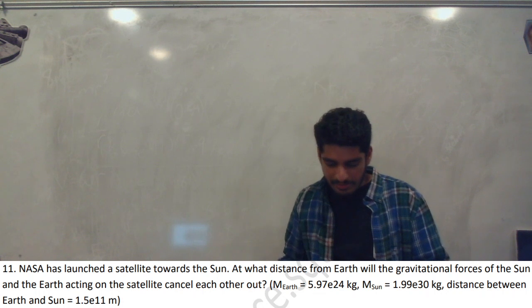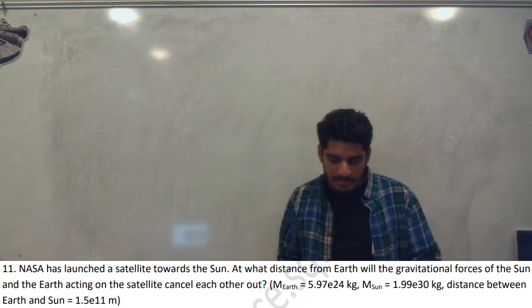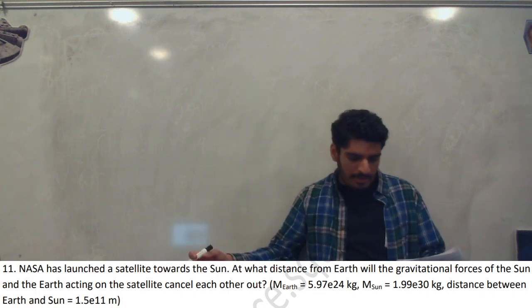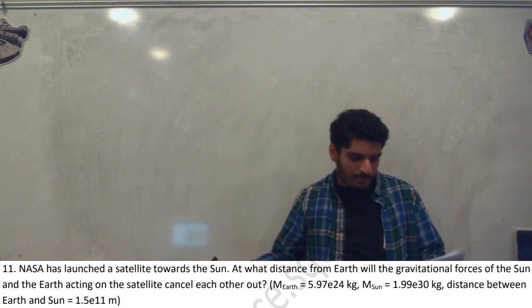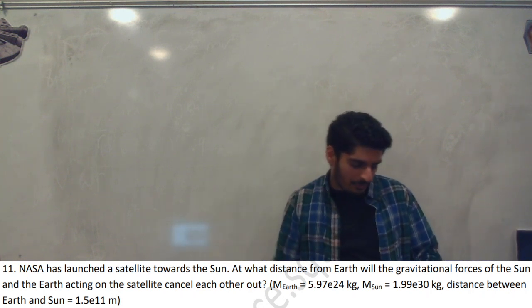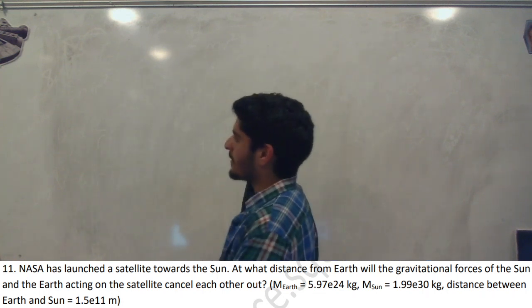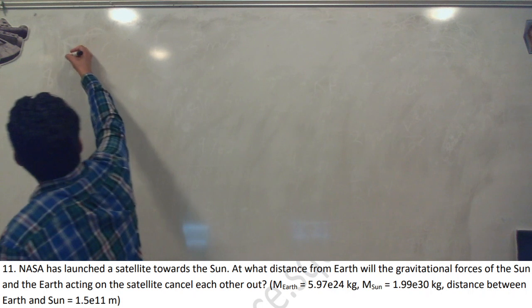So it tells us there is a satellite that is launched towards the sun, and we want to find the distance from Earth at which the gravitational force from the sun and the Earth cancel out on the satellite, and they tell us a bunch of different values. We want to see where the gravitational forces cancel each other out. So first step to this is kind of draw it out because it's a little hard to visualize.